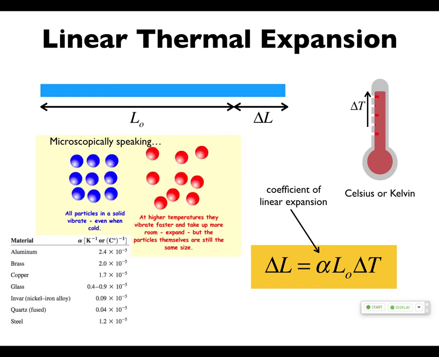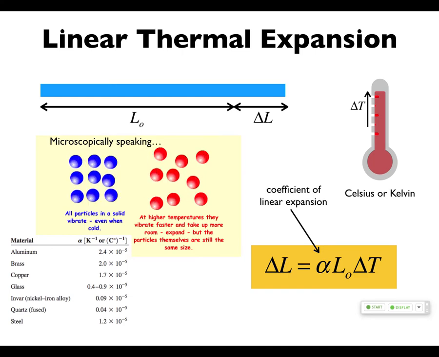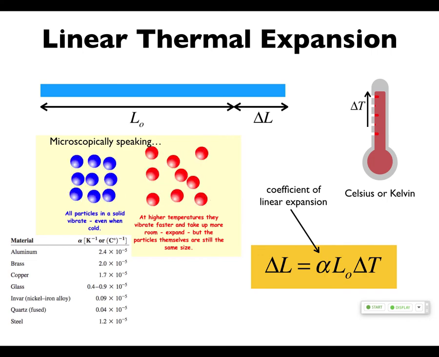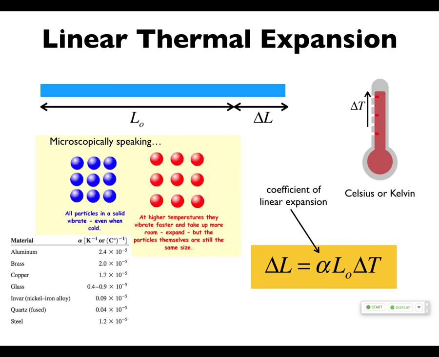And here's some values for different materials, right? Aluminum has an alpha of 2.4 times 10 to the negative fifth. These are in Kelvin inverse because you have to cancel Kelvin to get meters again. You see what I mean? Invar, yeah, sure. Okay. Steel, quartz, glass, all those things.